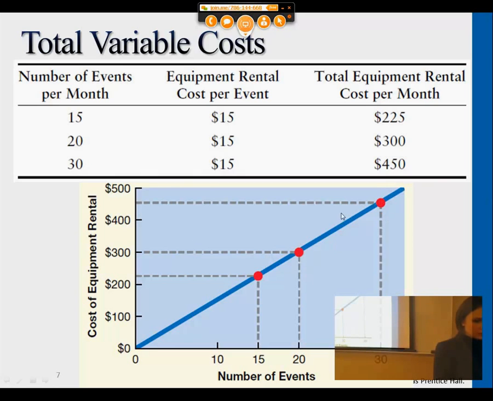Okay, so here is the line that represents my total variable costs. Do you see how it's going up? Once my number of events are increasing, my cost is also going up. Okay, and it's a straight line. So the relationship is a straight line, right? Okay.